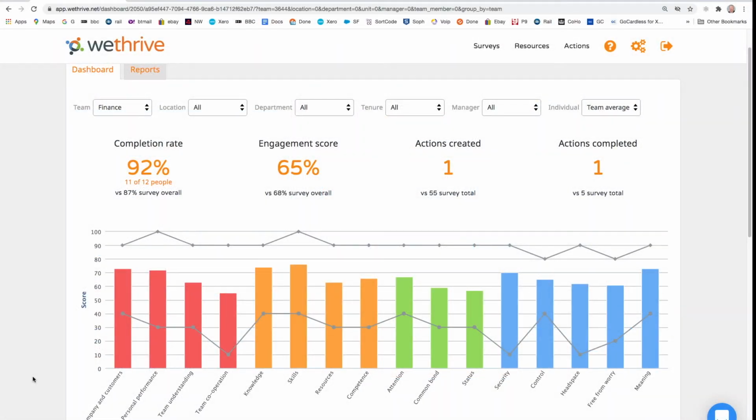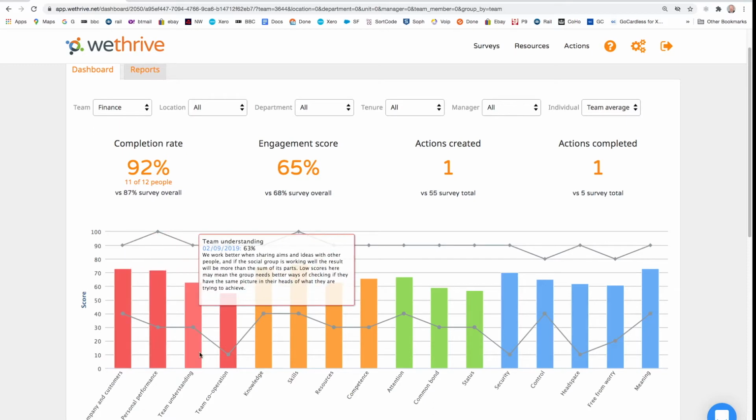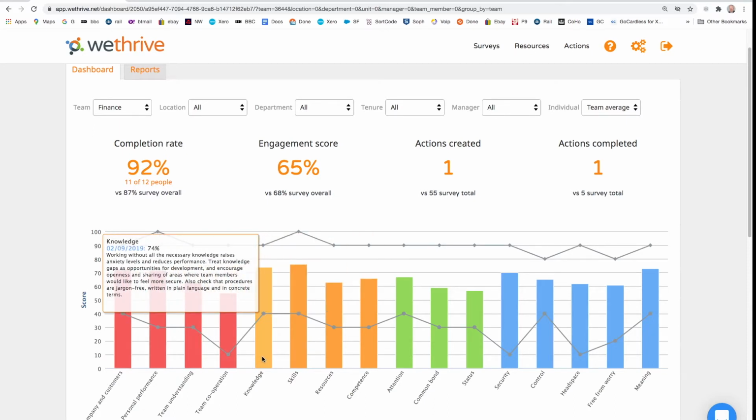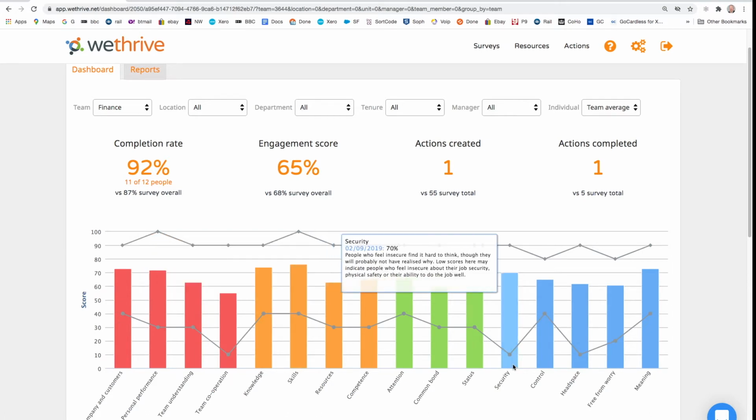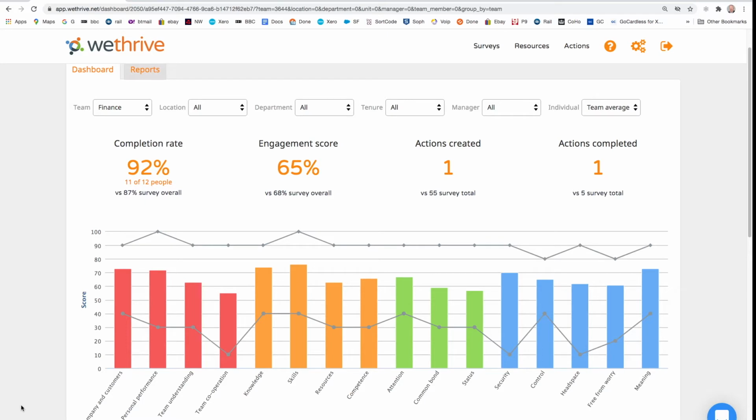So let's take a look at an actual chart for the finance department in this imaginary company, but using very realistic demonstration data. You can see that on average, the picture isn't too bad in terms of how much of the time people feel connected to company and customers, over 70%. Likewise for their personal performance expectations, their knowledge, skills, how secure they feel, and how meaningful life is. But the average picture conceals a number of things.